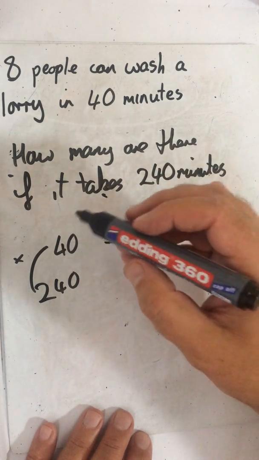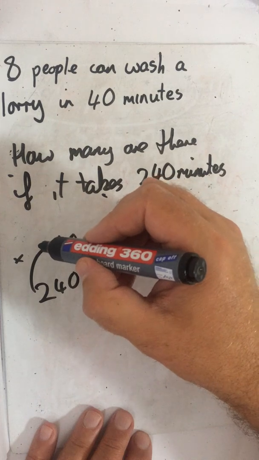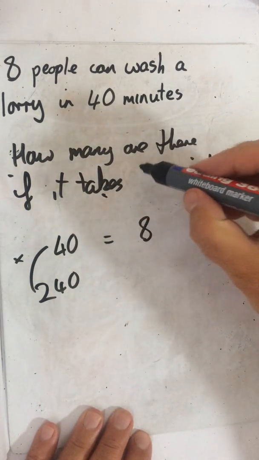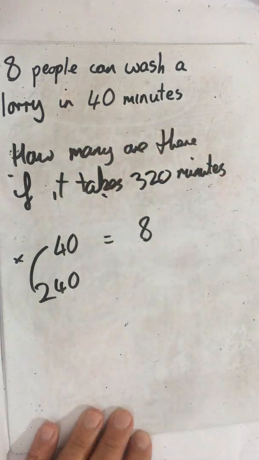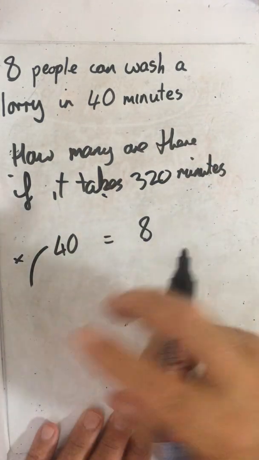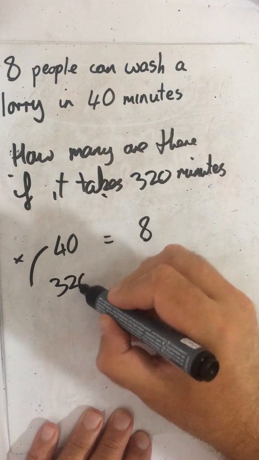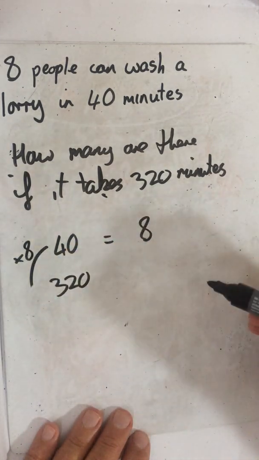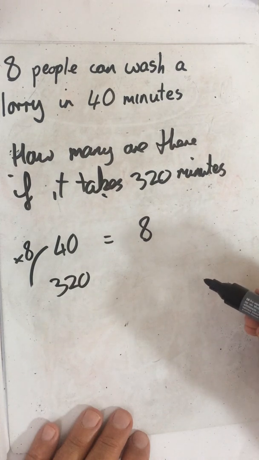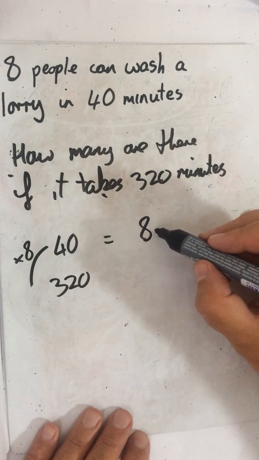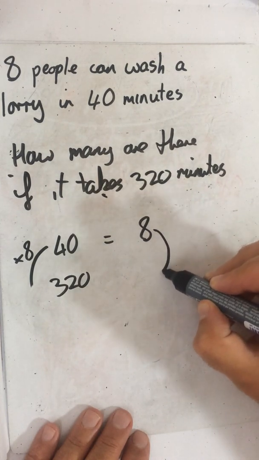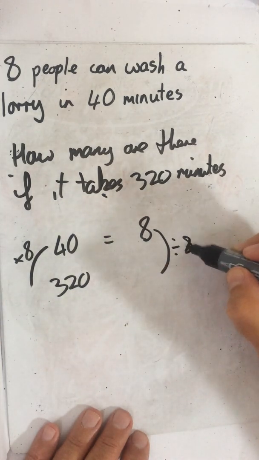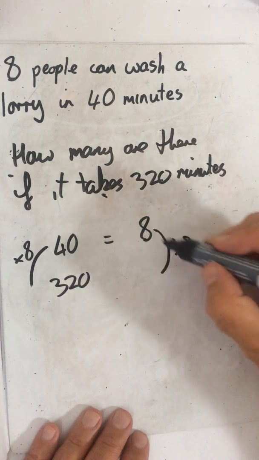In fact, I meant to put, can I just change that to 320? Sorry, I'm cheating now. Okay, so 320 minutes. So to do that, I'm timesing by 8. Because obviously it's going to take longer, so it's going to be fewer people. We're going to divide by 8 this time. So we're going to do the inverse.